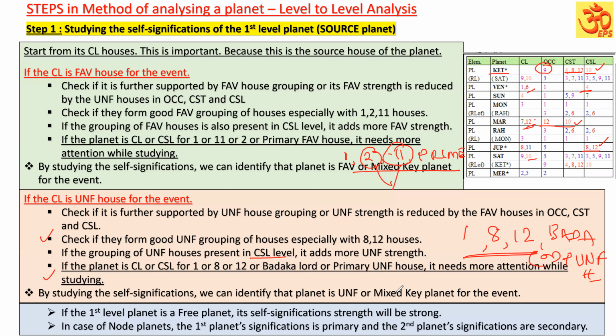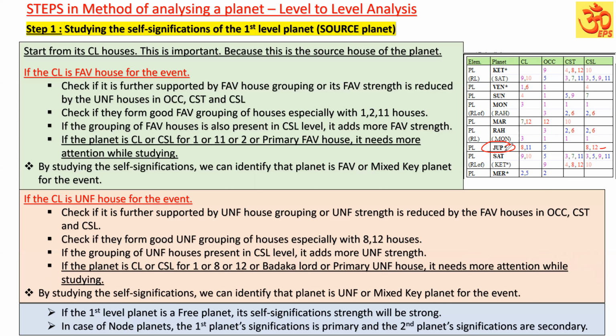Next one is what? If the planet is a free planet, its self-signification strength will be more. For example, you can take Jupiter. Jupiter, 8th Lord, 11th Lord, occupying 5th house, 8 and 12 cuspal sublord. It is a mixed key planet and also a free planet. It means no planet in its nakshatra. Similarly, Venus also is a free planet. Ketu also is a free planet. So what are the significations they are having? They are strongly signifying. It is step number one.